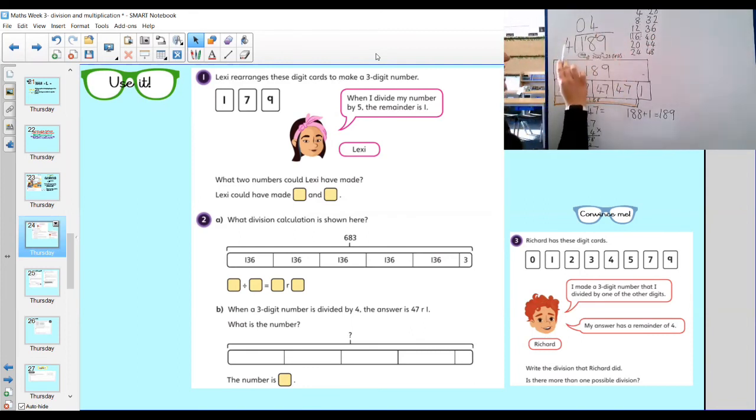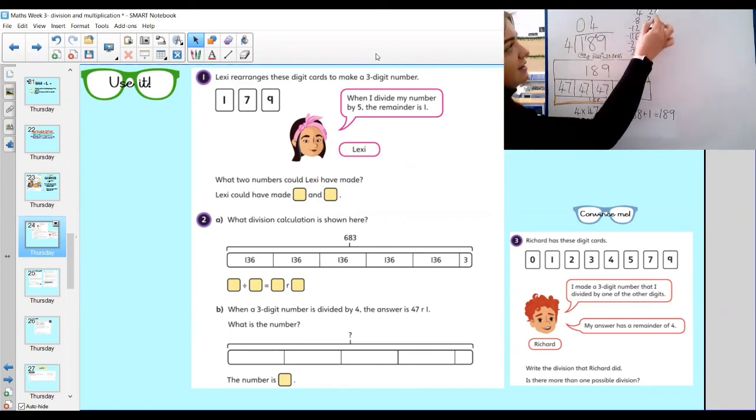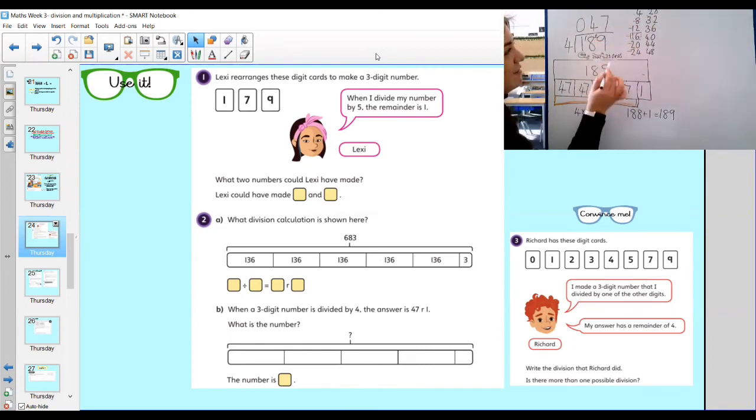So I'm going to do the same again. How many lots of 4? 1, 2, 3, 4, 5, 6, 7. I can make 7 lots of ones, which will give me 28, but I've actually got 29, which is going to remainder 1. So your answer for that question should be the whole was 189. Well done if you got that correct.